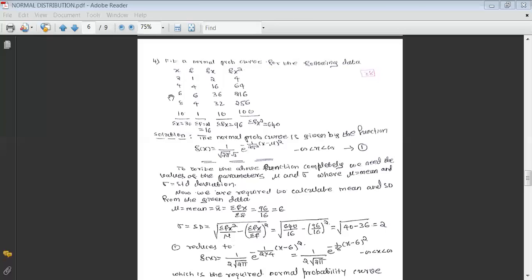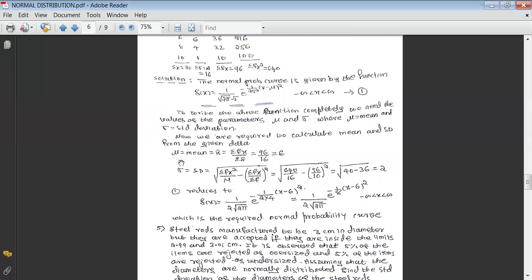For a discrete frequency distribution, the mean is given by x bar equals summation fx divided by summation f. Summation fx means you have to calculate the product of x into f and add them. In this case, its value is 96, and the total frequency, denoted by capital N, is 16. That is 96 divided by 16, which is 6. That will be the first one, that is the mean.